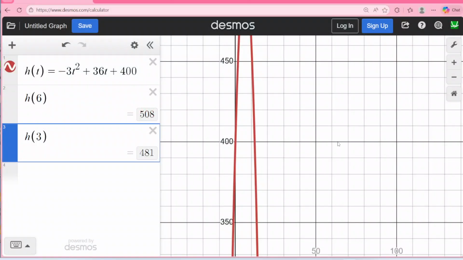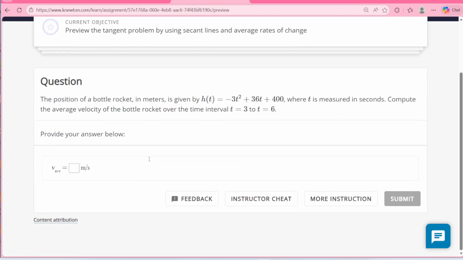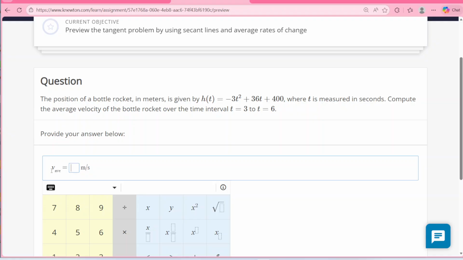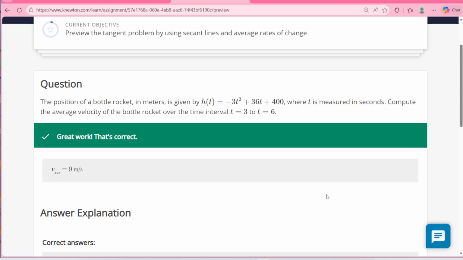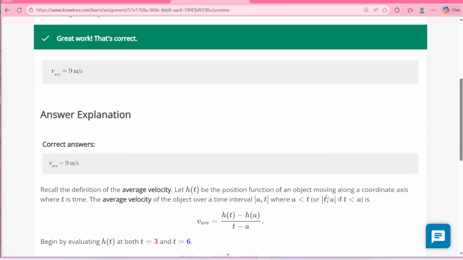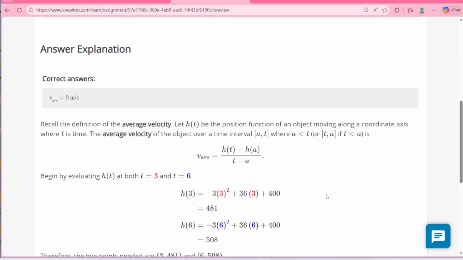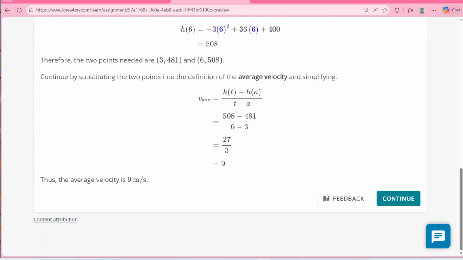So I go back to the problem, and that's all they're asking me to enter. The average velocity, V for velocity, and they have AVE here for average. According to my calculations, the average velocity of this rocket over that time period from 3 to 6 seconds is 9 meters per second. Submit. That's correct. All right, again, please read through the answer explanations. Make sure you understand what's going on, and we'll continue.